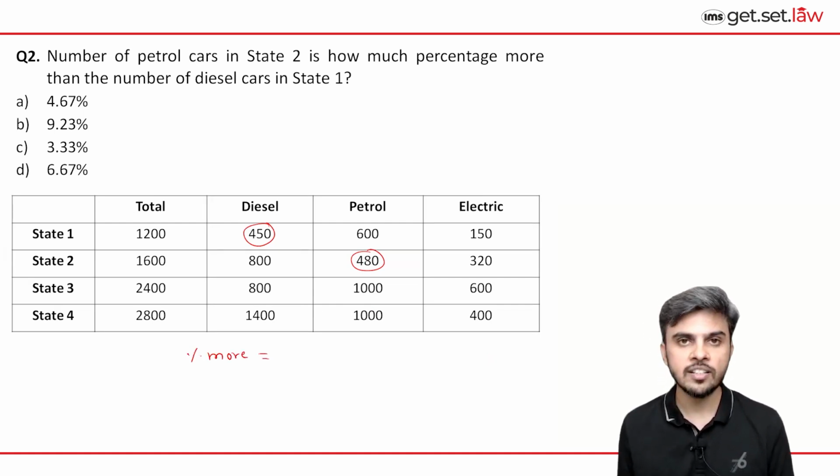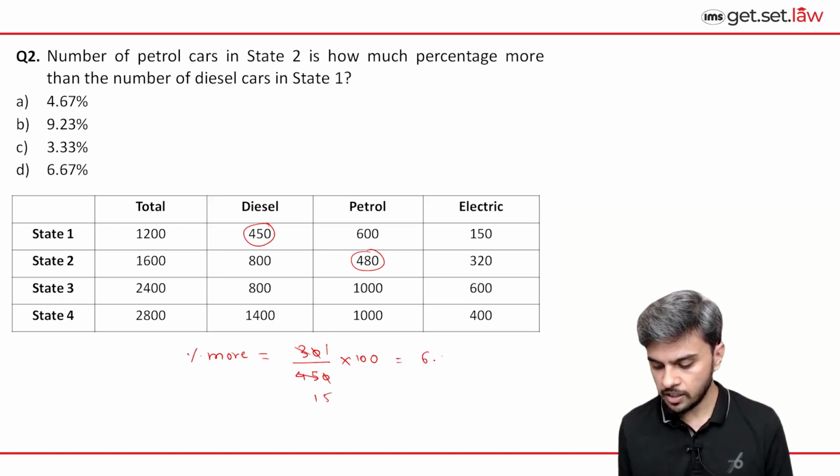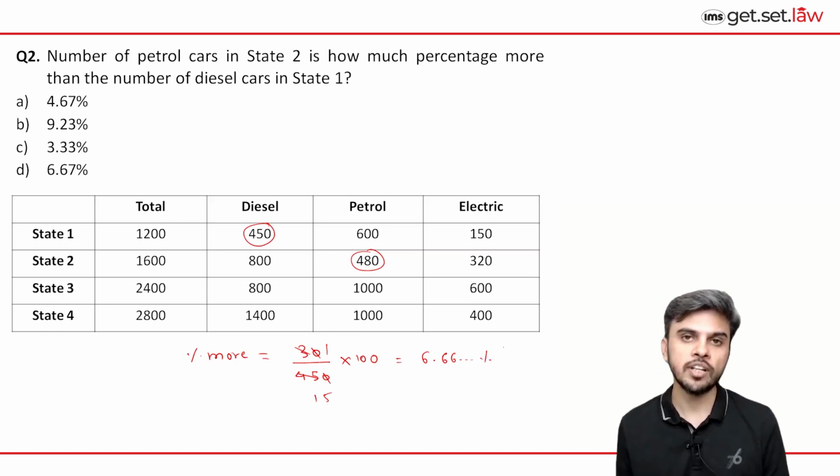Percentage more means percentage increase. So percentage increase is calculated by taking the difference between two values. 480 minus 450 is 30, divided by the smaller value, multiplied by 100. 30 upon 450 into 100. So 3 by 45 is 1 upon 15. 100 divided by 15 is 6.66 recurring percent. So from the options we can choose option D, approximately 6.67%.